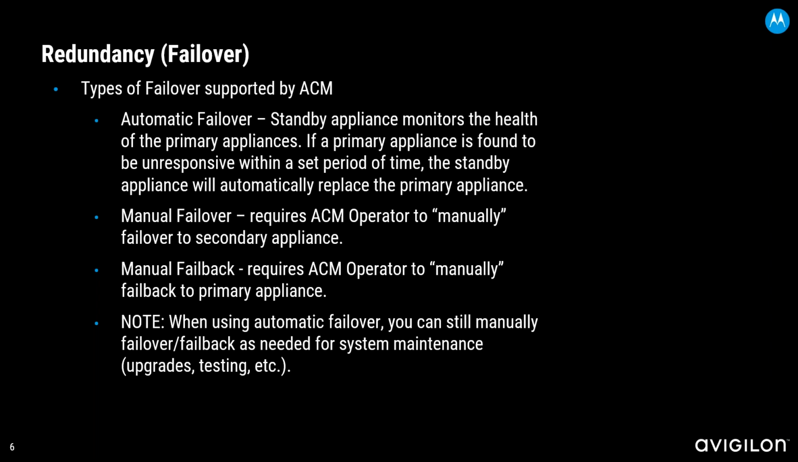And this would require intervention of the ACM operator to actually fail over. Also keep in mind, if you are using automatic failover, you can still manually fail over and fail back as needed. So if you do an upgrade, typically you would fail over to the secondary appliance first. You would do the upgrade on the primary appliance. And then once that comes back online, you would manually fail back to that primary appliance and then do the upgrade on the secondary appliance.